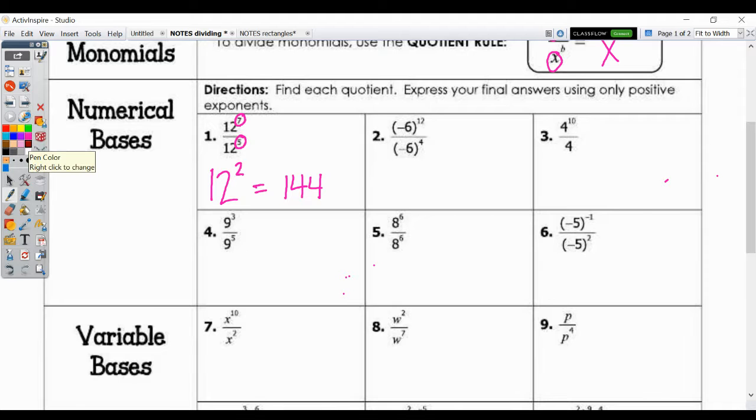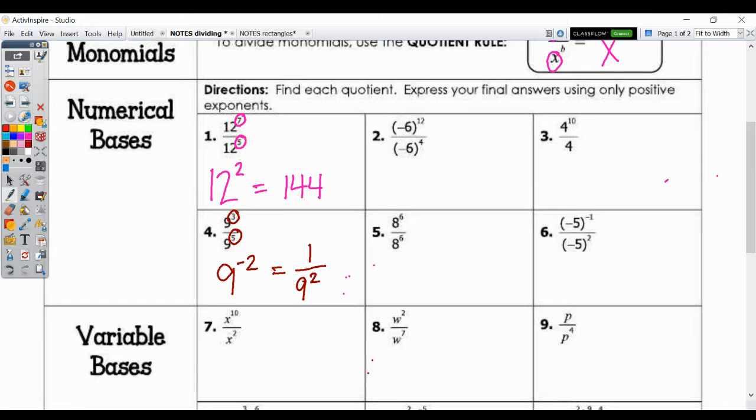Okay, look at number 9. My base is 9 in both, so I'm going to have 9 as my base. 3 minus 5 is negative 2. Now remember, we were not allowed to have a negative exponent, so we changed it to a fraction. We put 1 on top, and then we put 9 to the second power on the bottom. We changed that to a positive.